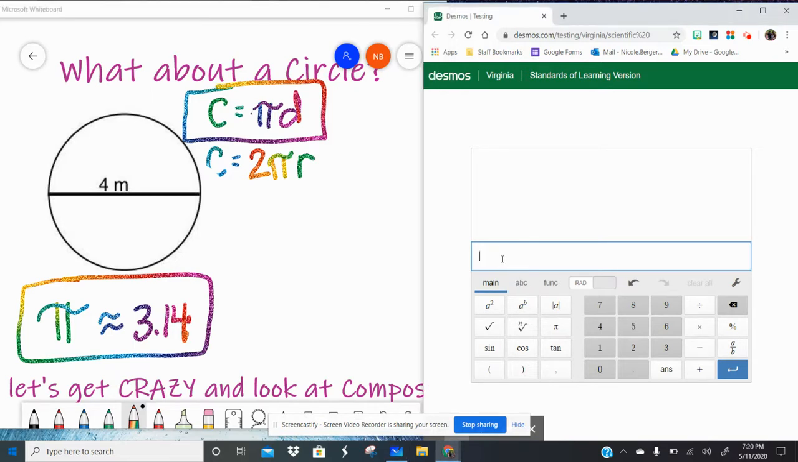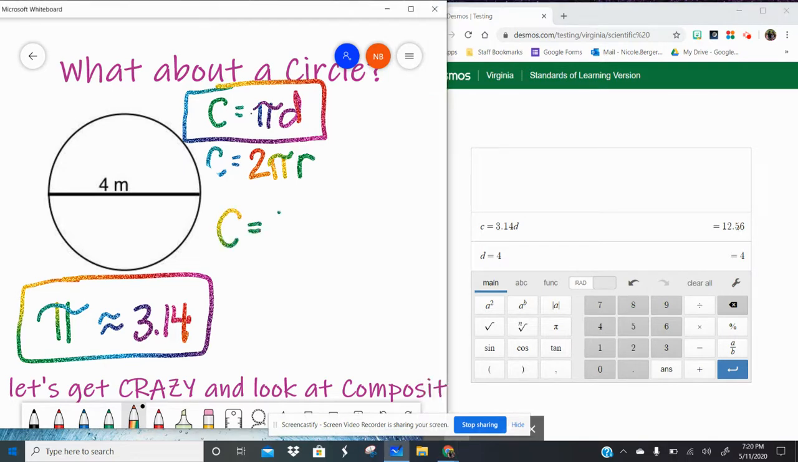So say I want to find circumference. Circumference equals 3.14 times the diameter. And then I tell my calculator diameter equals 4. And then boom, right here, the circumference is 12.56 meters, right? Remember, with circumference and perimeter, we just use the units, so it is just meters.